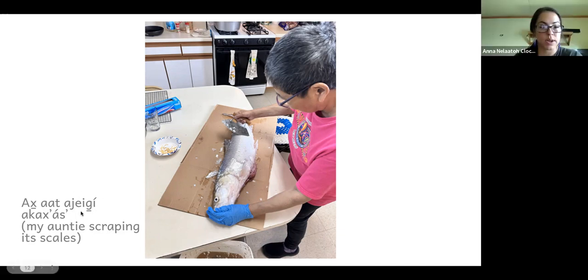This next word, ajiqi, is scales, but scales have to belong to something. In English, we refer to it in the language as being inalienable. It just means you can't separate it. So scales in Tlingit don't just exist on their own. They're somebody's or something's scales. And so that's why I put a here.